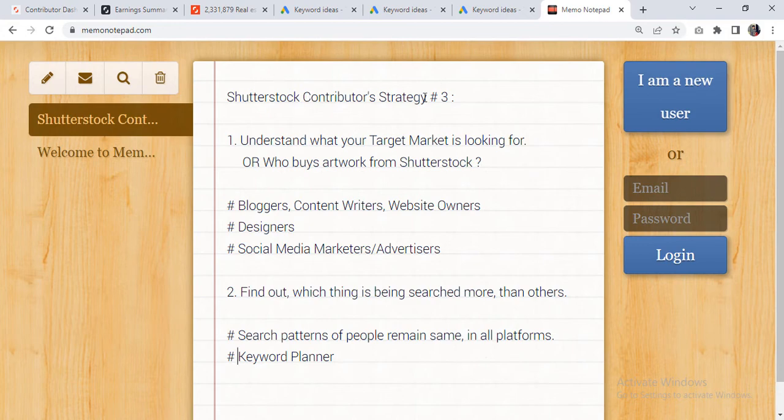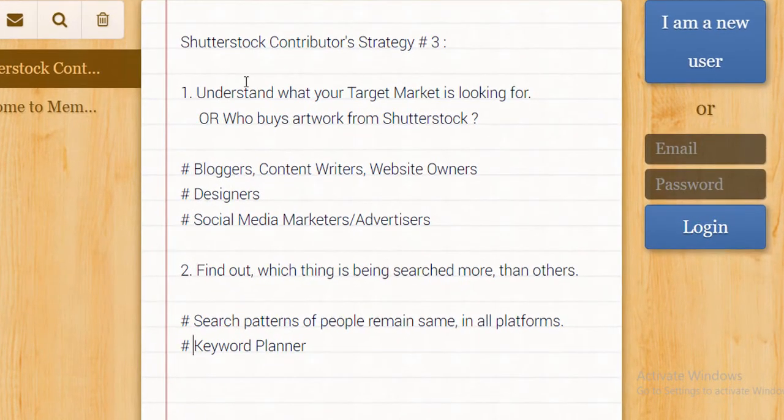Now here is Shutterstock Contributor strategy number 3, and I have divided this strategy into two parts. Basically this is just one thing, one concept, but I have divided it in two for your ease. So the first statement, just to summarize this for you, is to understand what your target market is looking for, and the main keyword here is to understand, and then we will find out how to know what our target market is looking for in the second step.